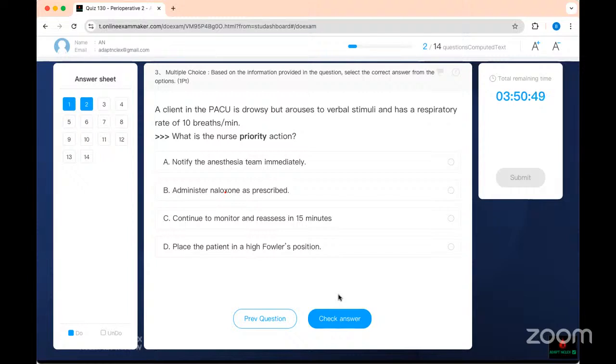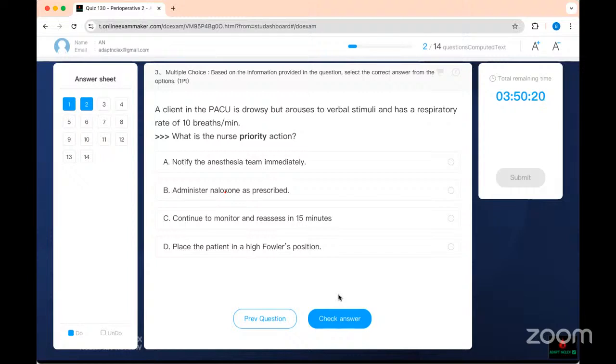That's why I use the word PACU, post anesthesia care unit. So notify the anesthesia team immediately. I did not tell you the patient is in distress. His respiratory rate is low because he's probably drowsy and not breathing deeply. He's in the PACU, and notify anesthesia immediately. There's no emergency here. There's urgency, but there's no emergency. So what are they going to do? They will tell you what you should have done before you call them.